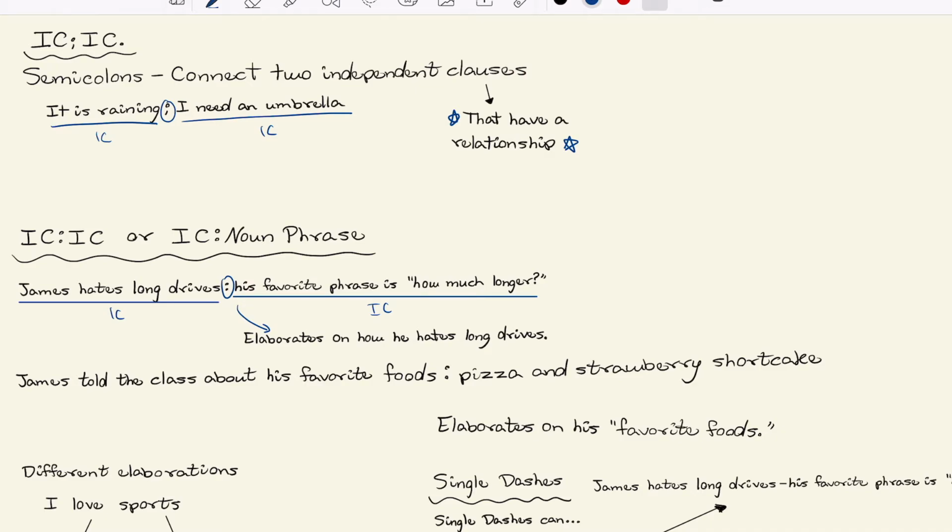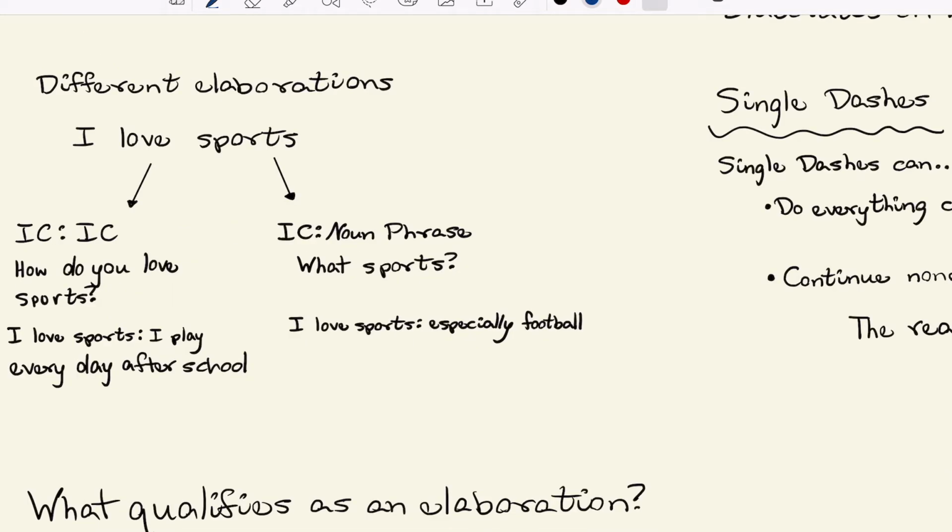James told the class about his favorite foods, pizza and strawberry shortcake. The colon is separating an independent clause, James told the class about his favorite foods, and the noun phrase, pizza and strawberry shortcake. And it can be separated by a colon because it just elaborates on his favorite foods. So here are a couple different elaborations that you can use.